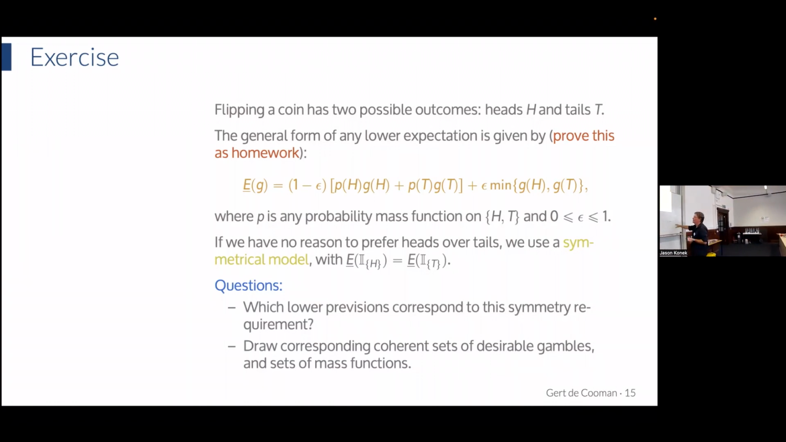So you don't have to go through the formula, the desirability will already tell you that your set of desirable gambles must be symmetrical around this. Yeah, so it's an indirection, indeed. Okay, so let me go on.